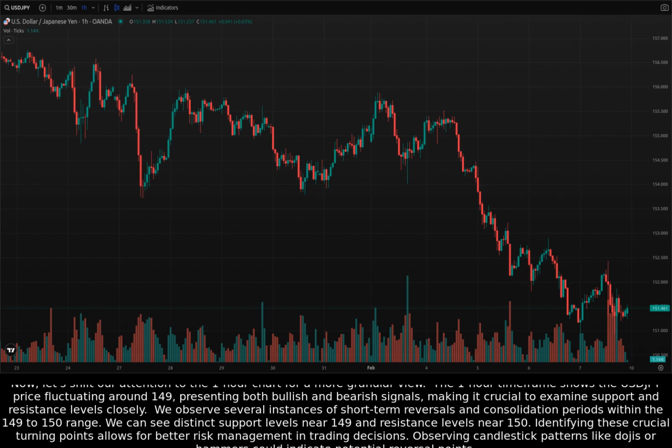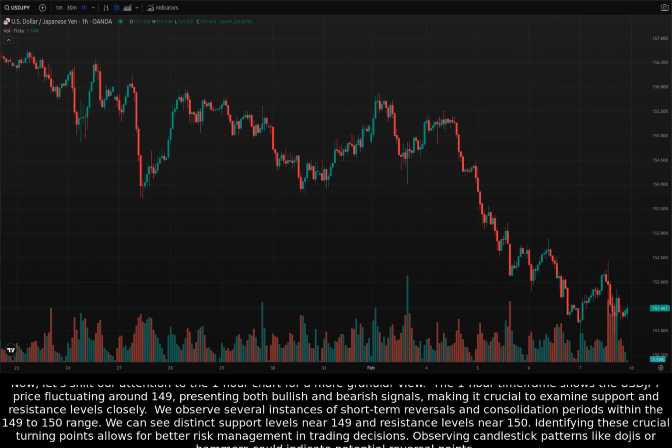The 1-hour time frame shows the USDJPY price fluctuating around 149, presenting both bullish and bearish signals, making it crucial to examine support and resistance levels closely. We observe several instances of short-term reversals and consolidation periods within the 149 to 150 range. We can see distinct support levels near 149 and resistance levels near 150.